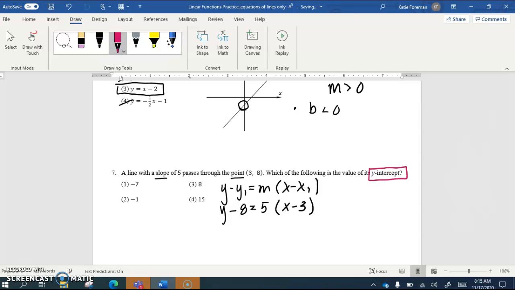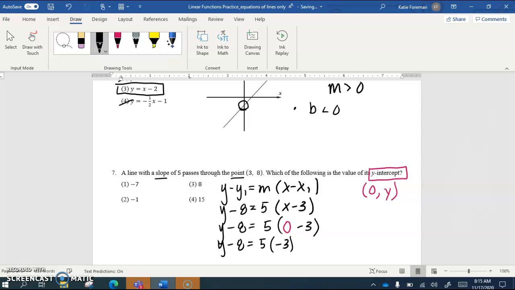We want to know what's the y-intercept. So we've discussed the y-intercept is found by setting x equal to 0 and solving for y. So into my equation, I'm going to replace my x with 0, and that allows me to solve for y. Everything else around it has a value. So y minus 8 equals 5 times (0 minus 3), and 0 minus 3 is negative 3. y equals negative 15. 5 times negative 3 is negative 15. And then I have to add 8 to both sides to get y alone. So my y-intercept would have a value of negative 7.